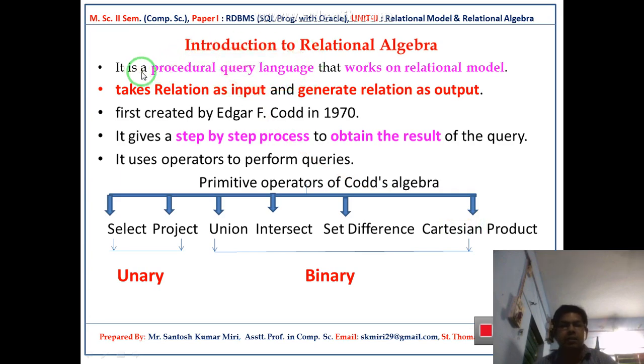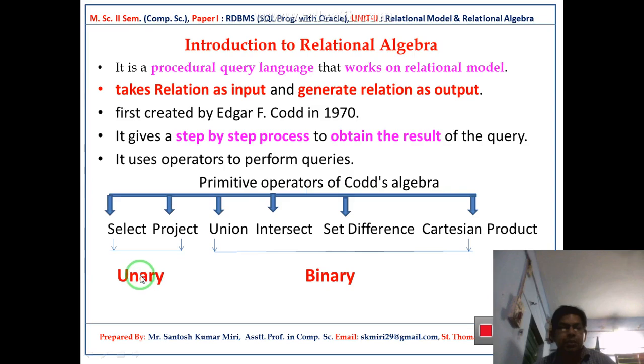Relational algebra is a procedural query language that works on the relational model. A relational model is a collection of domains and tuples. It takes relations as input and generates a relation as output. It was first created by E.F. Codd in 1970. It gives a step-by-step process to obtain the result.